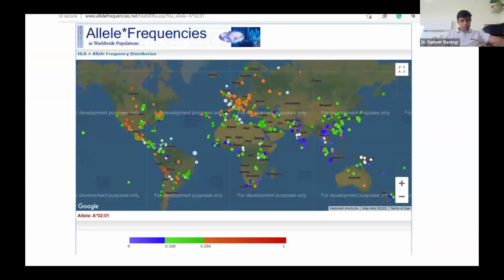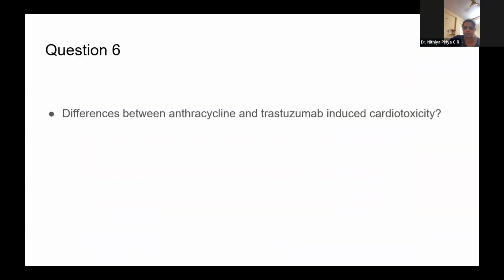So, Dr. Priya, are you there? Yes, sir. You understand that this is HLA restricted. HLA-A02 is not present in our population. So perhaps T cell therapy is not beneficial to us. It is for Caucasians, which harbor 50% HLA-A02. Do you understand this? Okay, sir. Okay. What is the difference between anthracycline and trastuzumab cardiotoxicity?